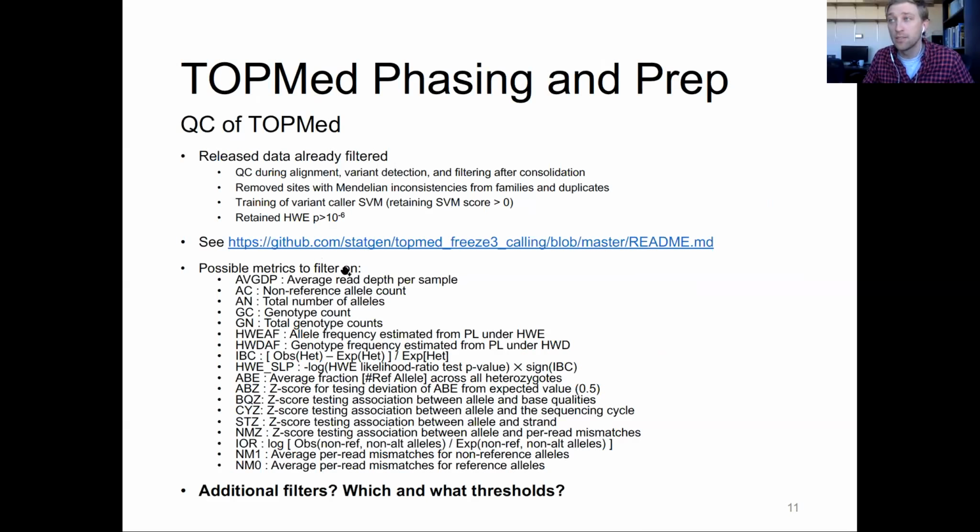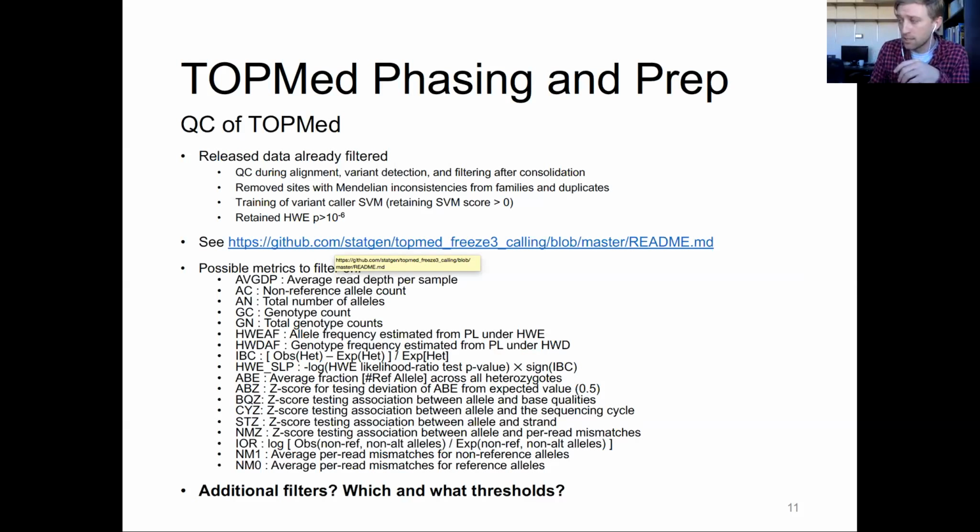Yeah, and so I guess at this point on slide 11, it's kind of an open question. What might we want to do as far as QC before we phase the TopMed panel ourselves? The release data has been filtered to some degree. I've listed some brief approaches that they've taken, and so to some degree it's been filtered, but there are also lots of other metrics that we could filter on if folks think that would be useful. Maybe Santi can provide additional guidance on how they did it before.